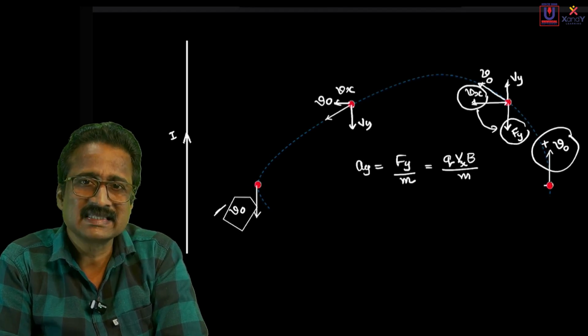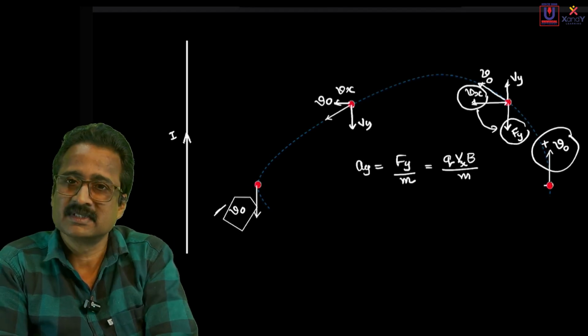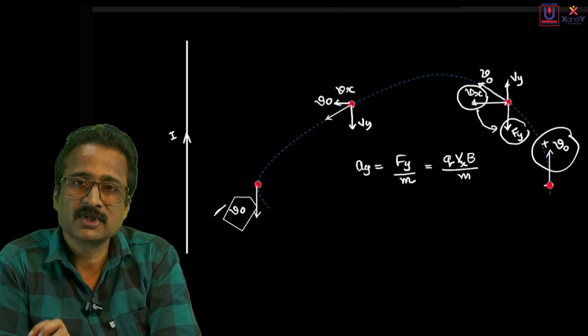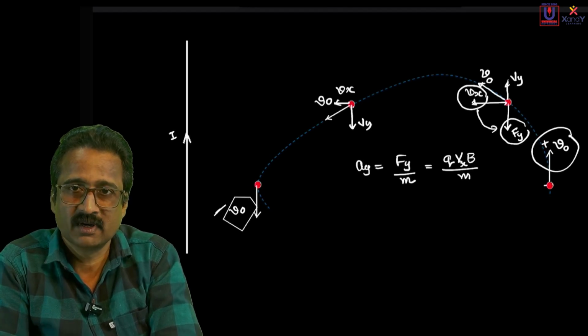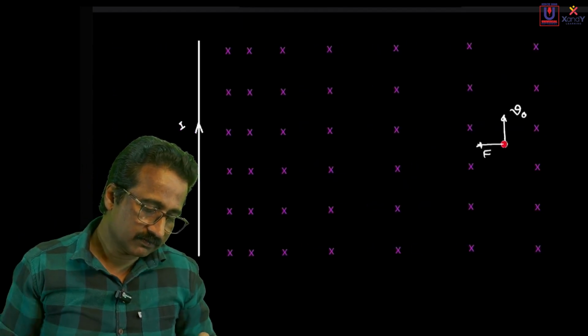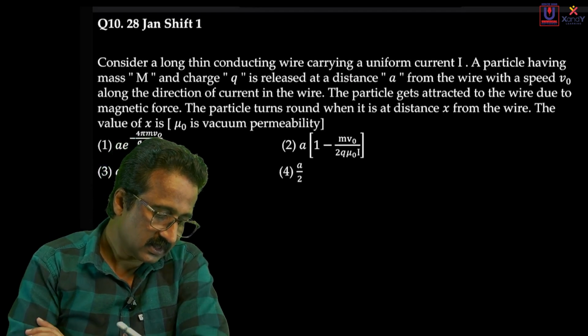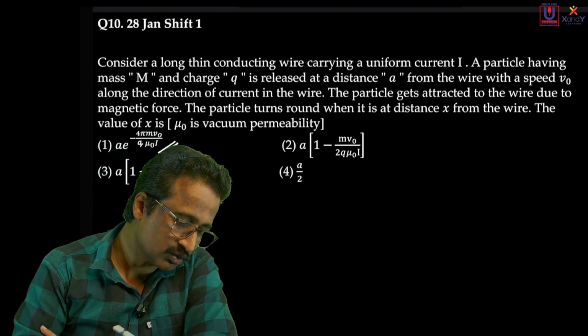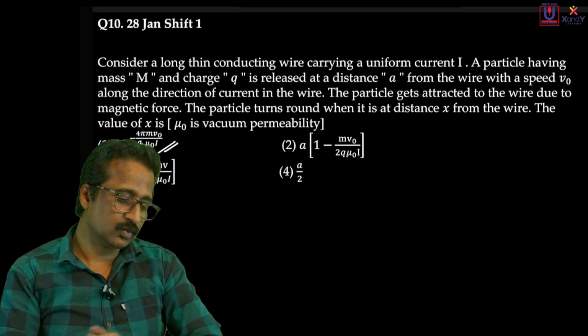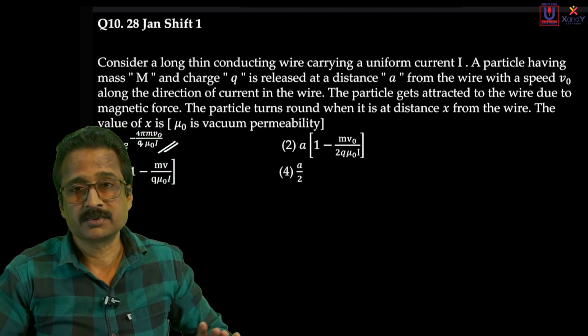But the difficulty is that you'll have to deal with components and all. You must be aware which component is responsible for which component of force. Okay, so let's come to the final answer. What was it? It is a e raised to minus of 4 pi m v0 by q mu 0 I. That's why the option is 1.